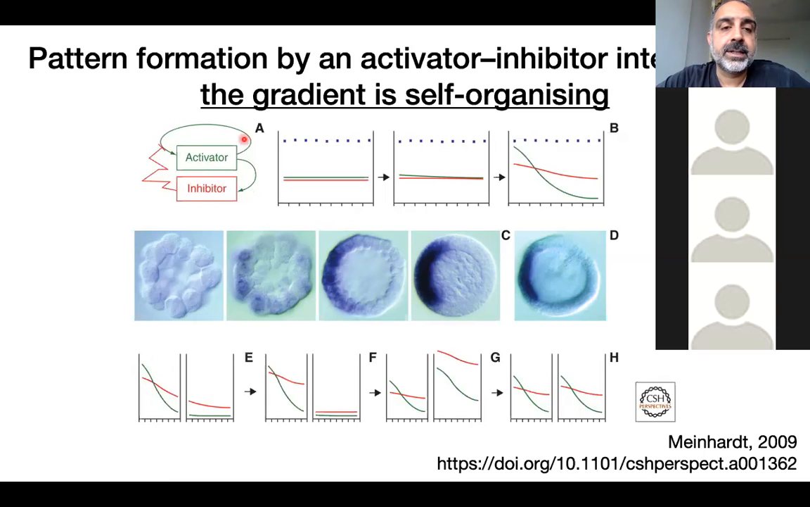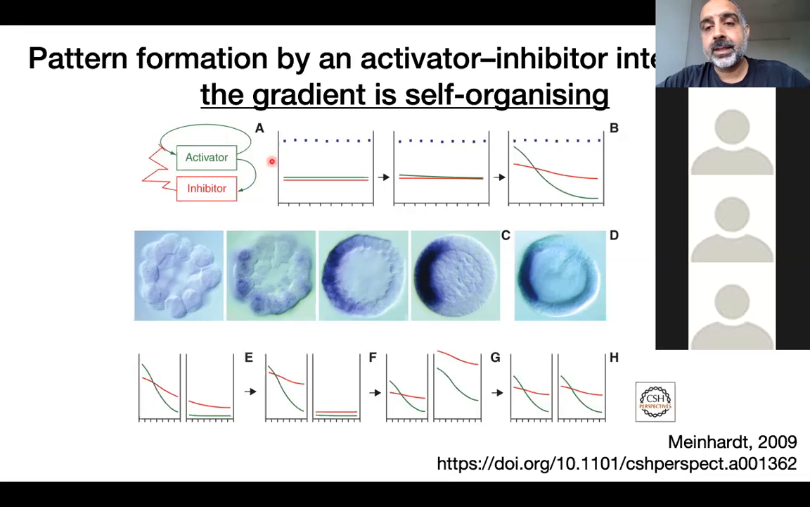An activator turns on its own expression. So an activator is required for an activator. But the activator also turns on the expression of an inhibitor. The inhibitor, of course, feeds back and represses the expression or the function of the activator.